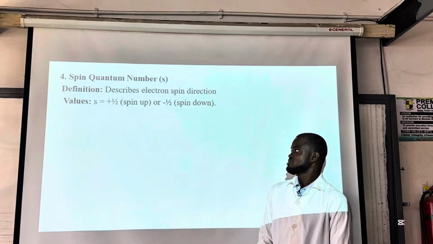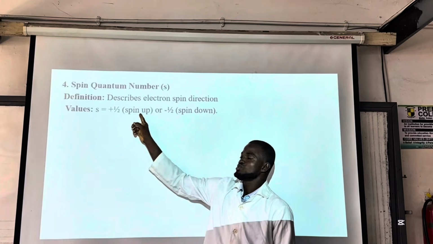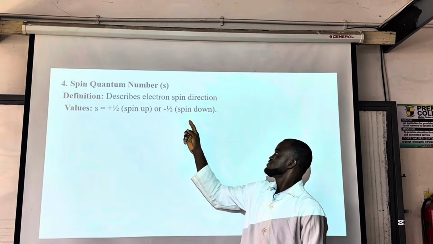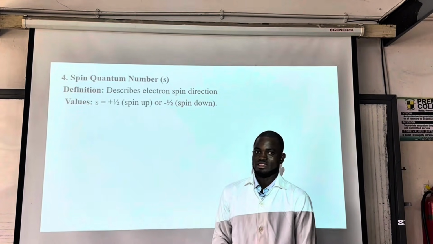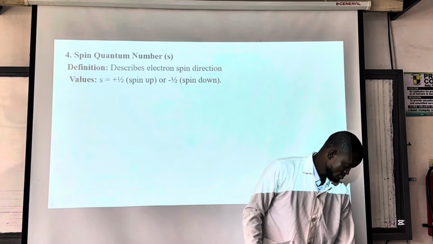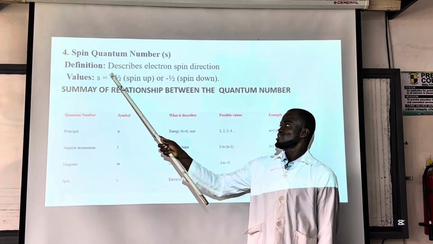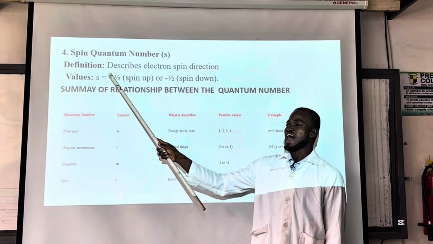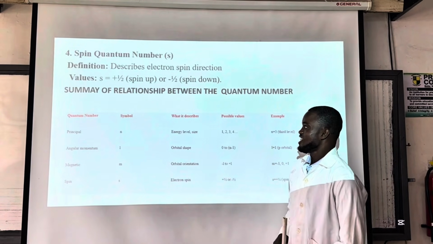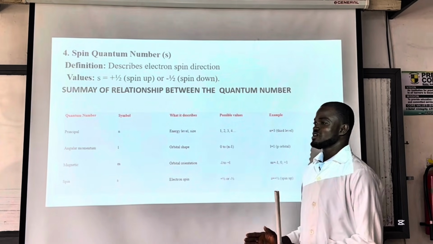The values of the spin quantum number can either be positive half, which represents up spin, or negative half, representing down spin. Remember, these are mathematical values. And this was why I said that quantum numbers are either integers or half integers, because the spin quantum number is a half integer. Alright, in summary, we said that we have 4 main quantum numbers.